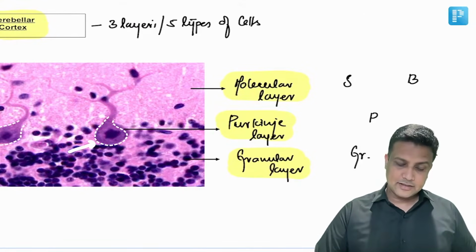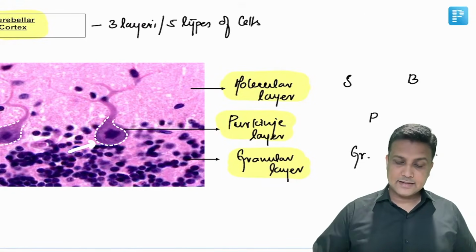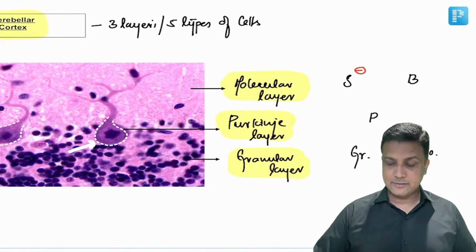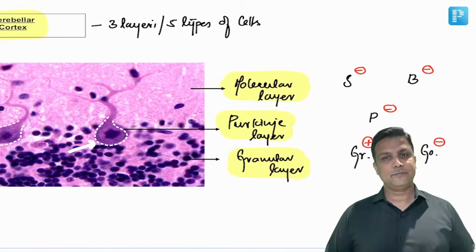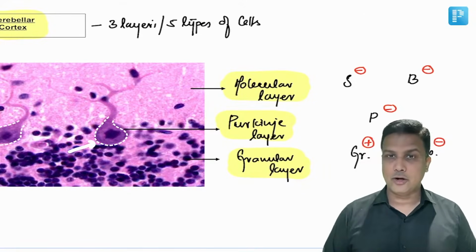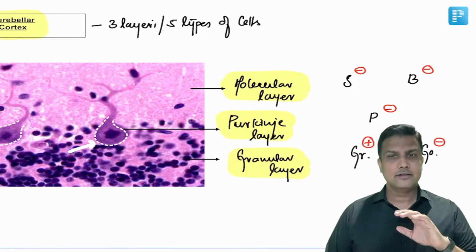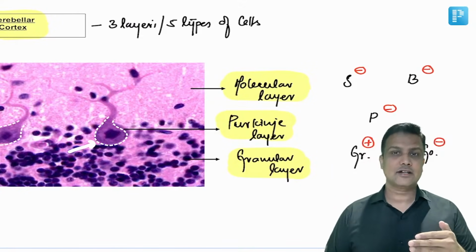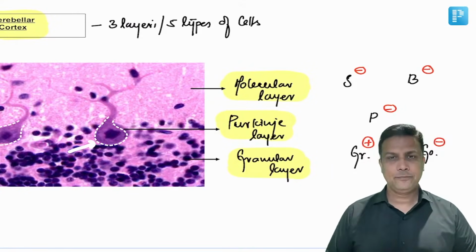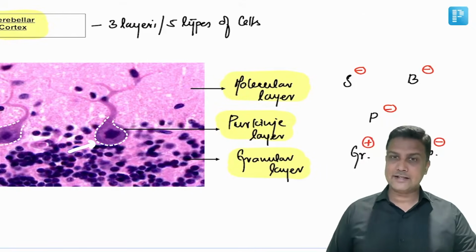Now apart from that, certain other points I also want you to remember here. Remember, the stellate cells are inhibitory, the basket cells are inhibitory, Purkinje cells are inhibitory, and even Golgi cells are inhibitory. The only excitatory cells here are the granular cells. So we can say that the cerebellar cortex is actually the largest collection of inhibitory neurons. Only the granular cells are excitatory over here.